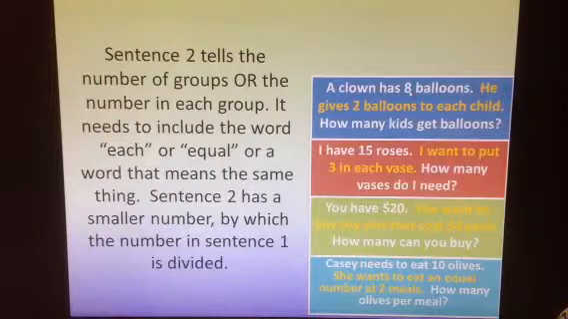This problem, a clown has 8 balloons. He gives 2 balloons to each child. It's 8 divided by 2. I have 15 roses. I want to put 3 in each vase. It's 15 divided by 3. $20, toy cars cost $4 each, 20 divided by 4, and so on. We're dividing by that number that's in the second sentence.